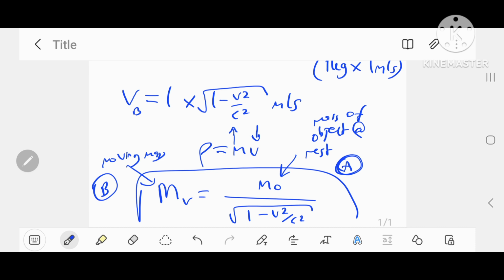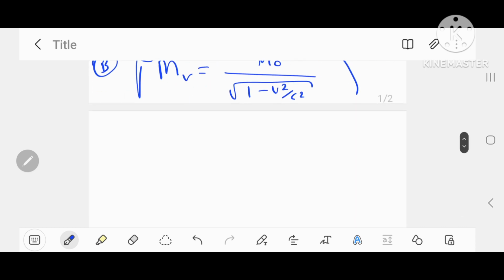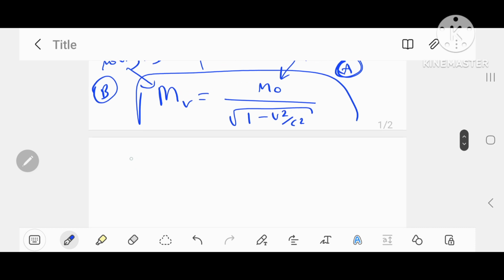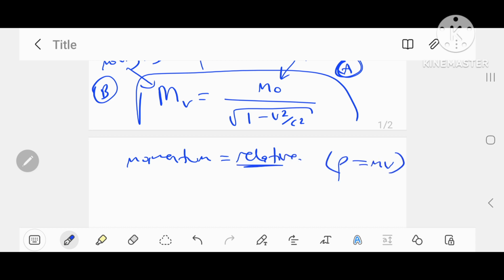So in this case, a change in mass would imply that momentum is relative. It's a relative quantity rather than an absolute quantity. This is according to Einstein. So momentum is also relative, because mass is relative. Momentum and mass are related by this expression.